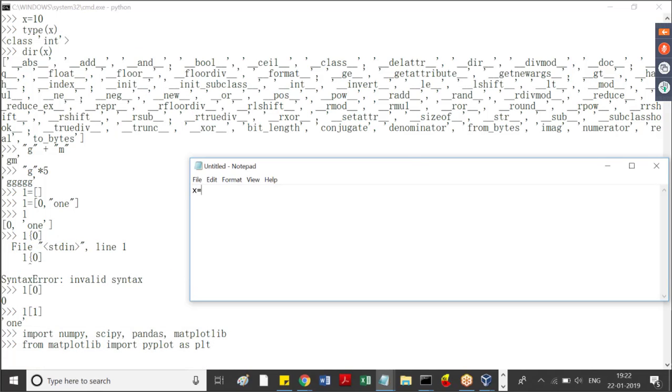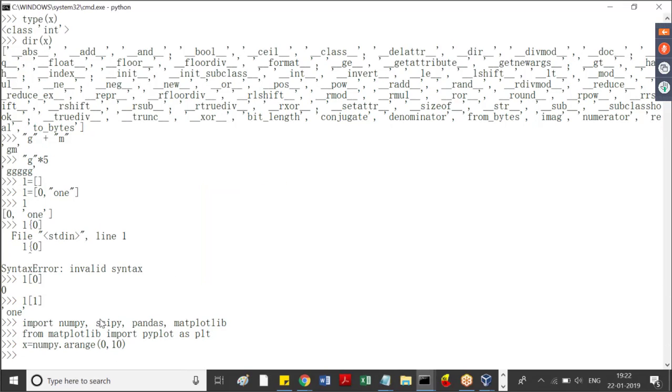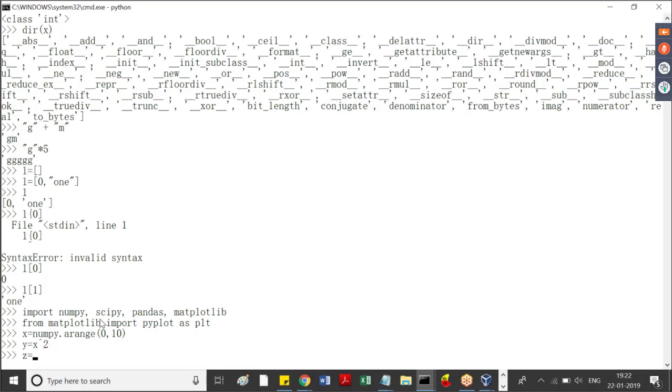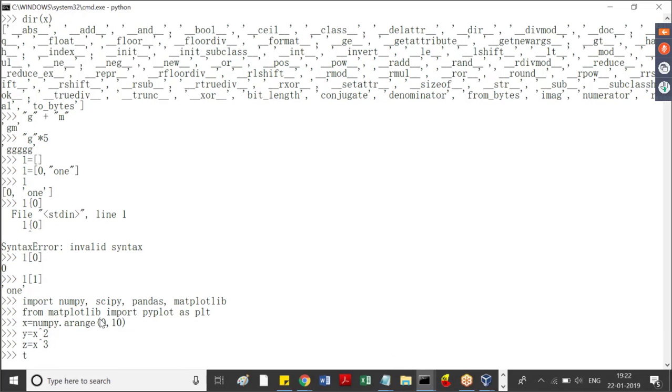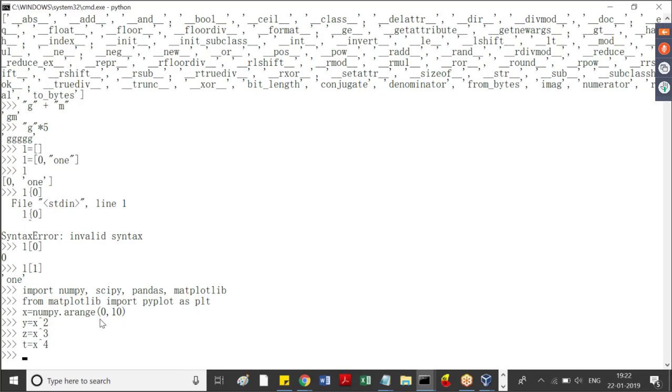Let me write some code. x is equal to, let's say, numpy dot arange of 0, 10. Okay, I think it's time that I execute it directly here. Okay, and then I do a y is equal to x, the caret is the XOR there. z is equal to x XOR 3. So I'm trying to come up with a simple example so that you can understand how graphs are drawn and how multiple graphs can be drawn is what we want to work with.